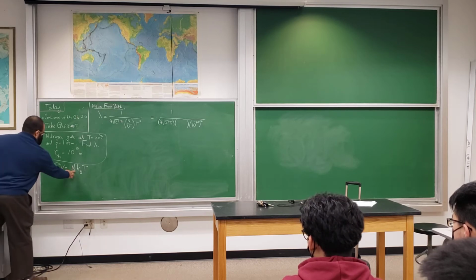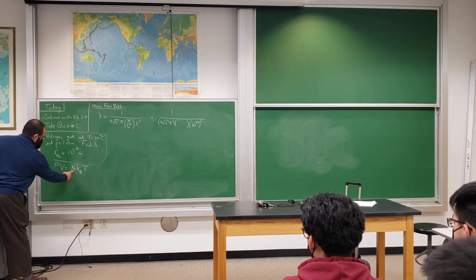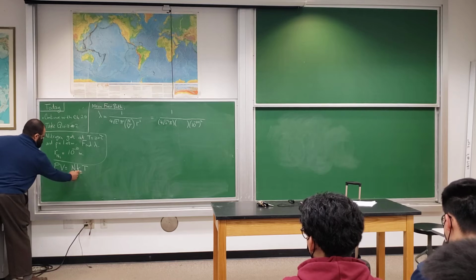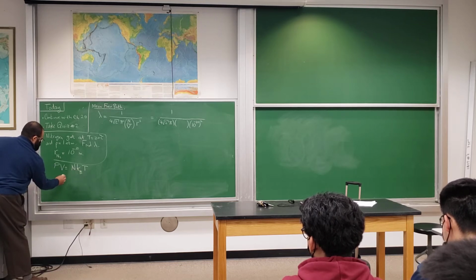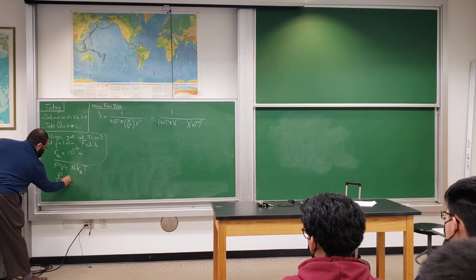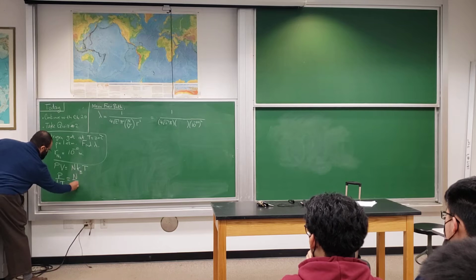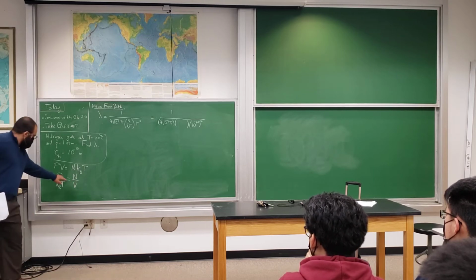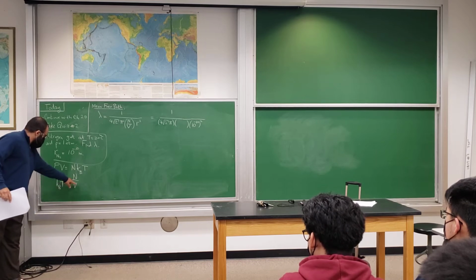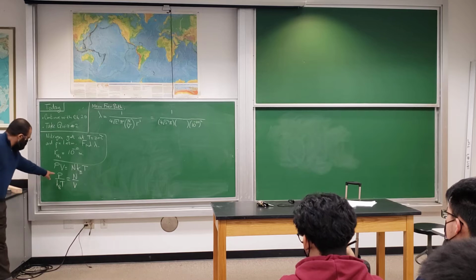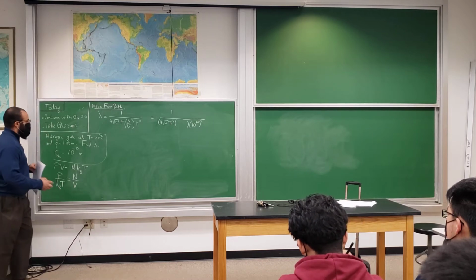So I want N over V. So if I divide both sides by V, and then divide both sides by KB T, I get P over KB times T is equal to N over V, isn't it? So if I find this, it is equal to N over V. So that's what I need to do. So plug in the pressure, KB and T, so let's do it.